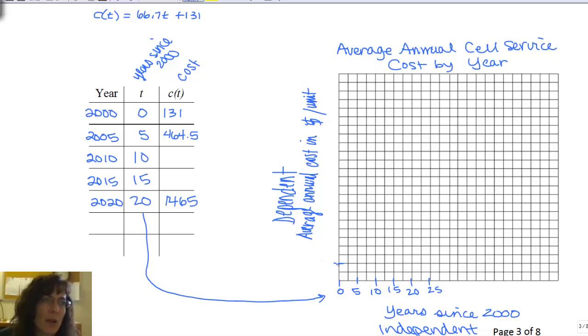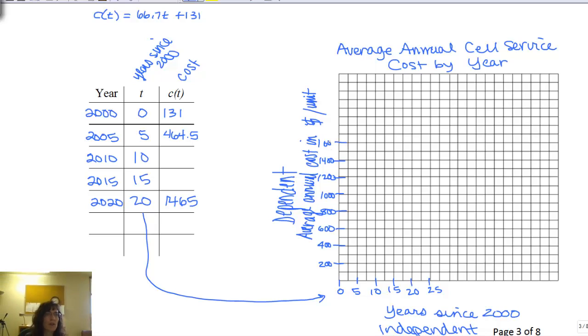So I think I will put this as 200. Then I'll make this 400, 600, 800, 1,000, 1,200, 1,400. So every block is 100 on that scale.